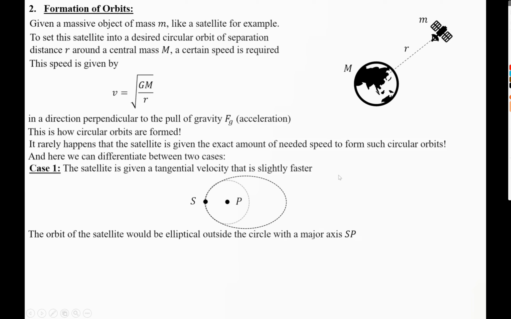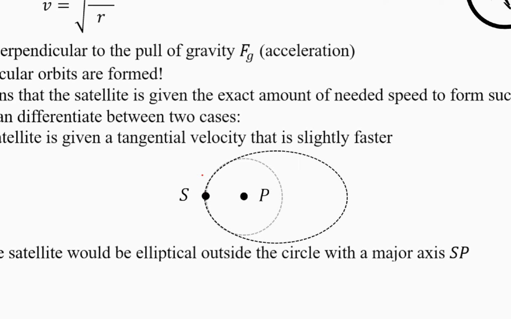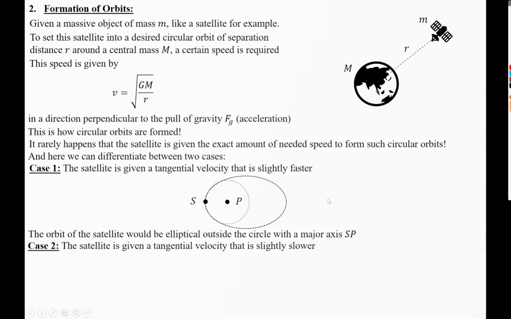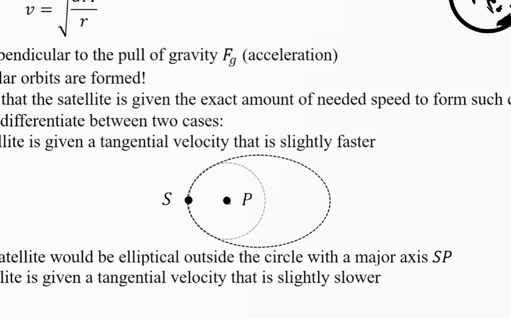Now in this case, instead of the orbit being circular, the orbit of the satellite would be elliptical outside the circle with a major axis SP. If we launch the satellite here with a certain velocity, either up or down, perpendicular to the pull of gravity, and the amount of speed injected is greater, that would give us an elliptical orbit which is outside the circle. SP would be the major axis of the ellipse. Let me also mention that in this case the planet would occupy one of the foci.